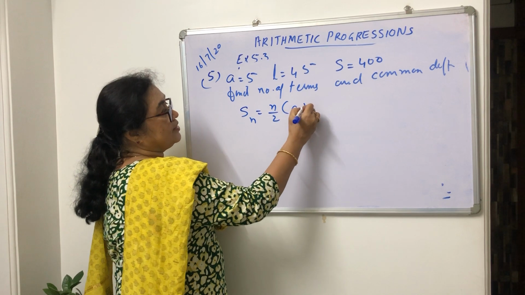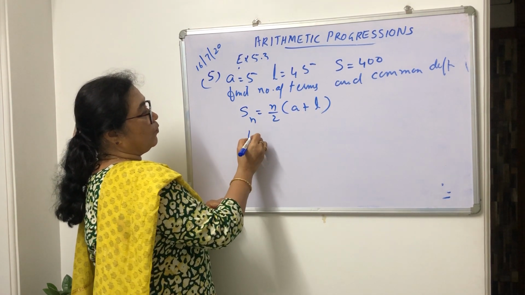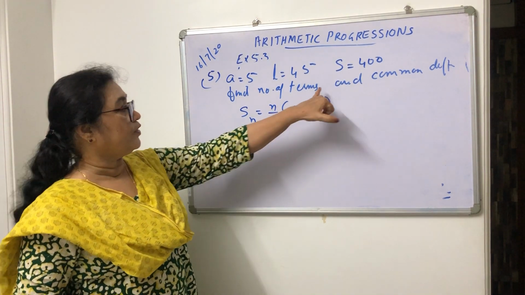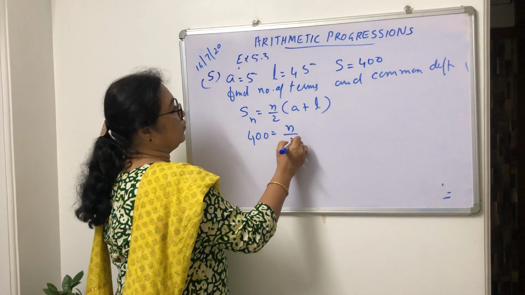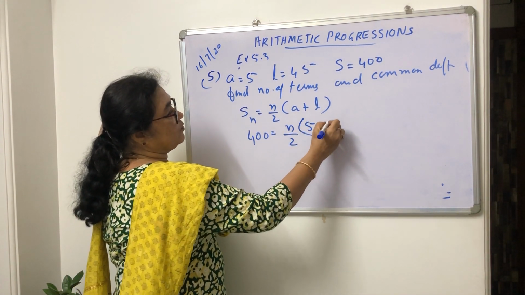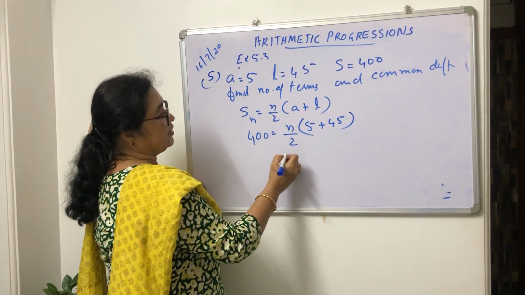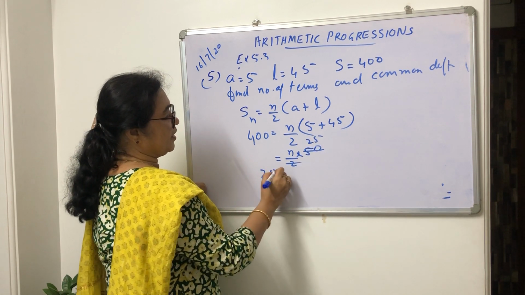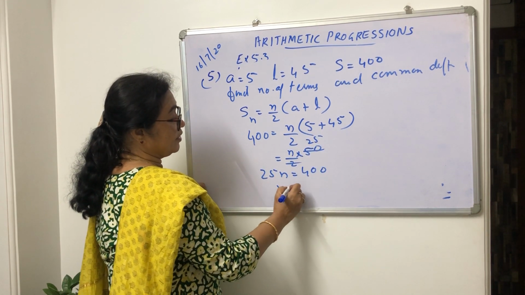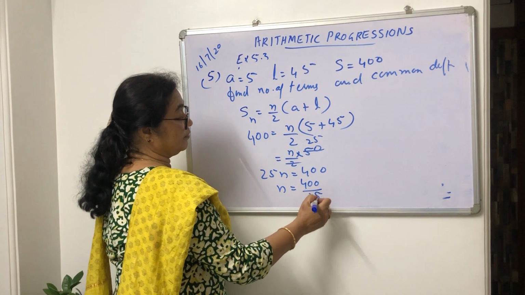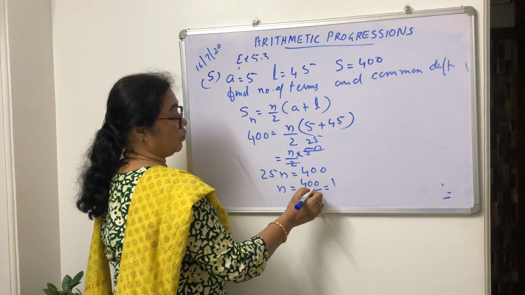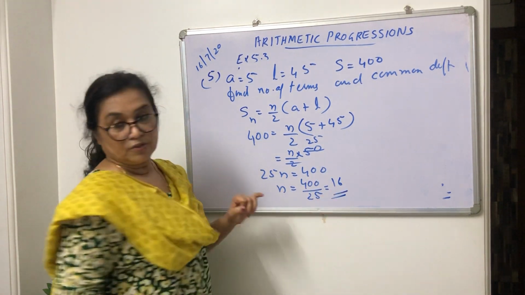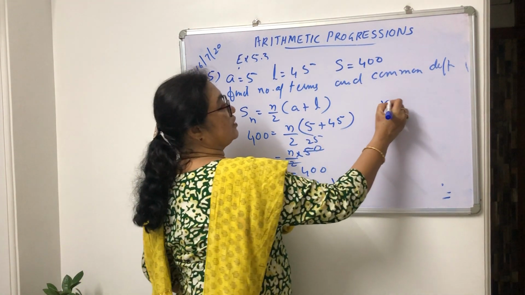N by 2 into A plus L. This is 400. You have to find out N first. So N by 2, A plus L. 5 plus 45 is N by 2 into 50. So 25 N is equal to 400. N is equal to 400 by 25. So the value of N is equal to 16.